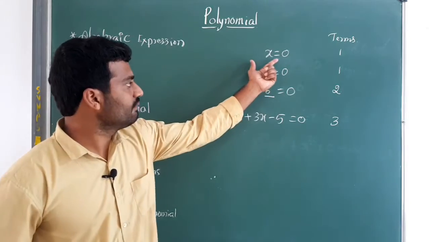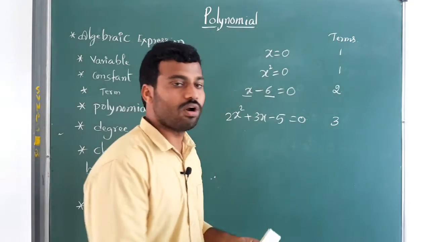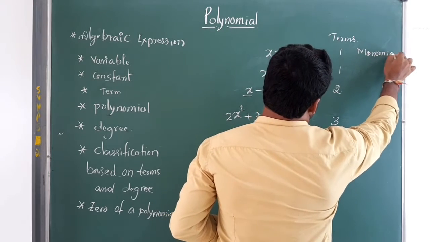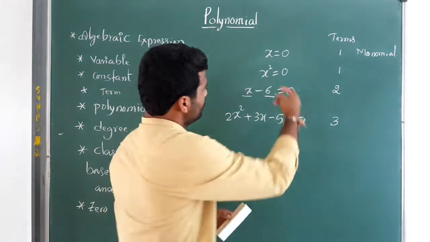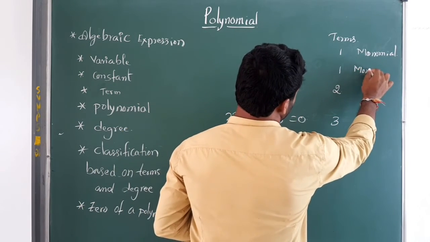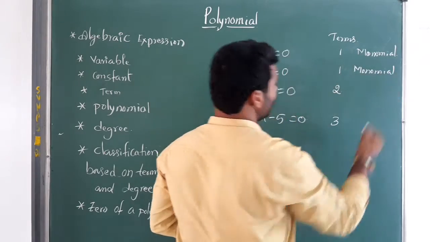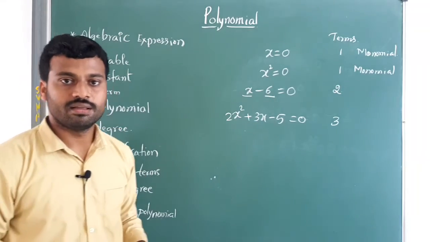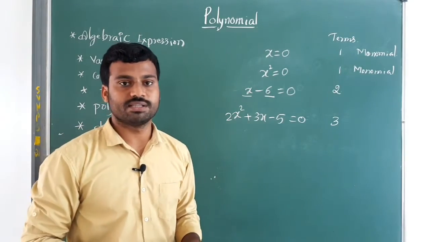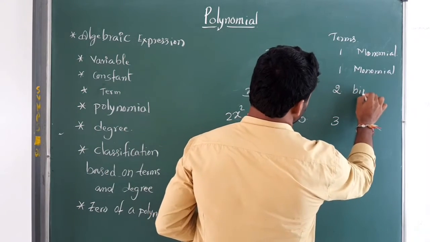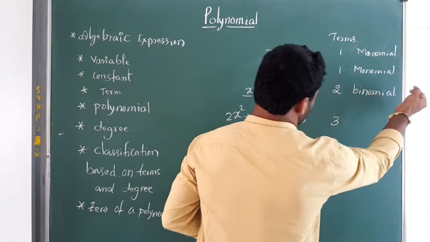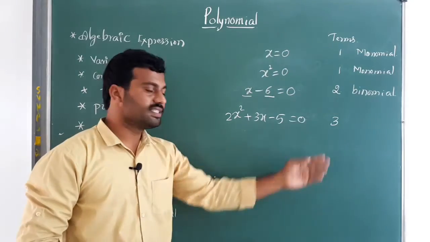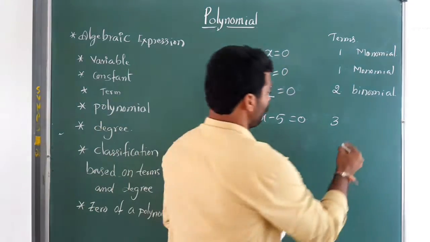So, any polynomial which contains only one term is called a monomial. This also contains only one term. This is also a monomial only. Clear or not? So, when we come to here, if any polynomial contains two terms it is called a binomial. Clear? Then easily you can say, if any polynomial contains 3 terms it is called a trinomial. Very good.